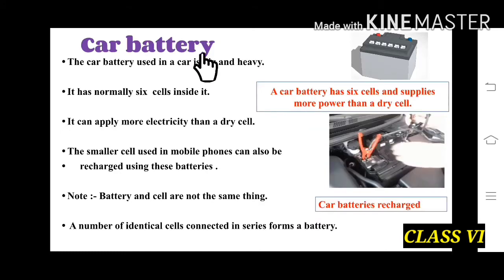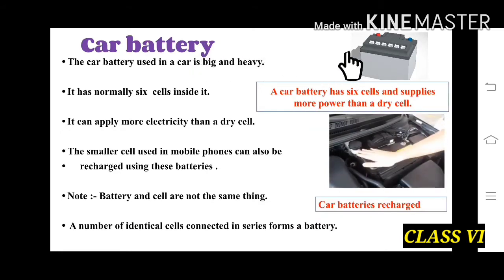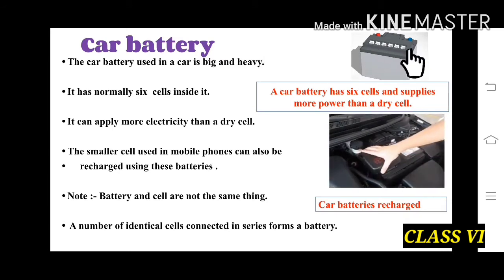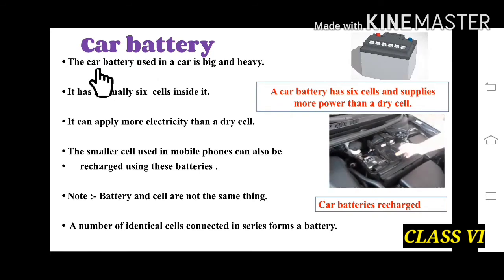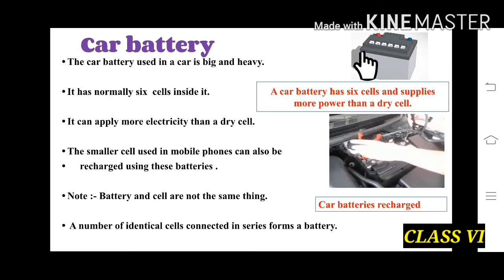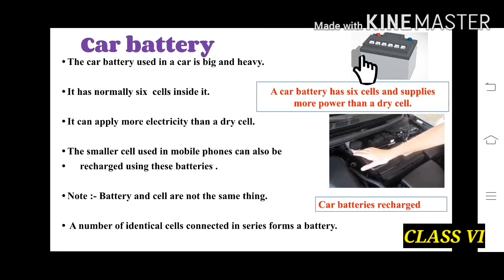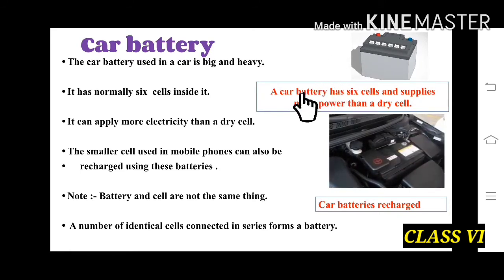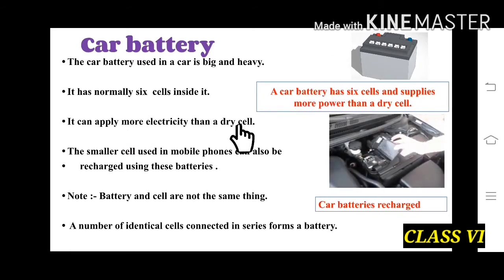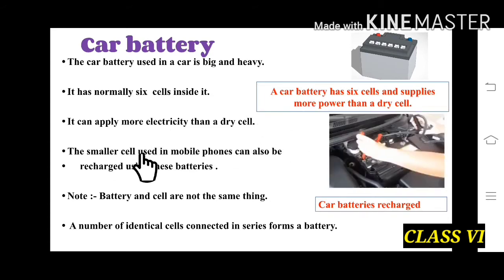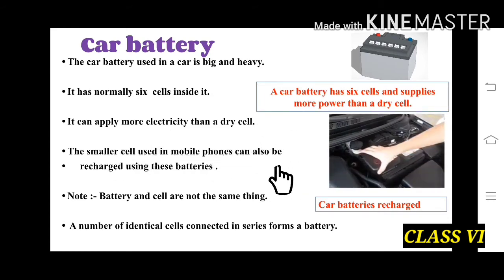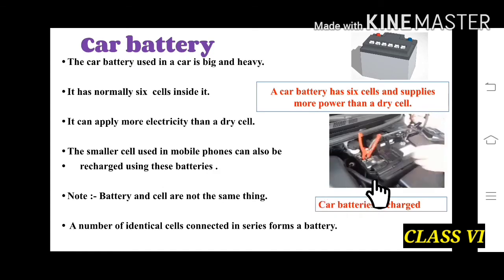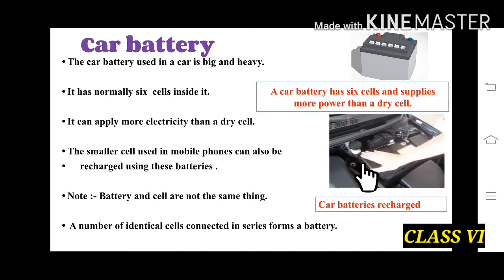Car battery. In this picture you can see a car battery and it has 6 identical cells and it is more powerful than a dry cell. The car battery is used in cars and it is big in size and heavy. It normally has 6 cells inside it. It can supply more electricity than a dry cell. The small cells used in mobile phones are also recharged using these batteries. So in this picture we can see that a person is charging the car batteries.